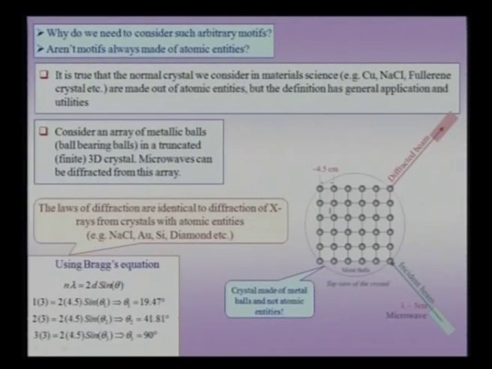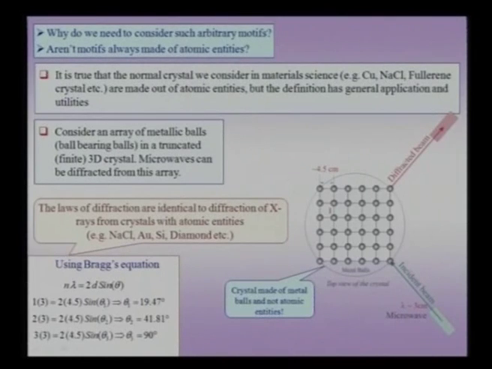Next we consider another important question. Why do we need to consider such arbitrary motifs? For instance, we had already considered various kinds of geometrical shapes in which we had arranged, for instance, triangular and more complicated shapes, and even chosen some very arbitrary kinds of motifs when we described what motifs are. So the question we are asking is, aren't motifs always made of atomic entities?